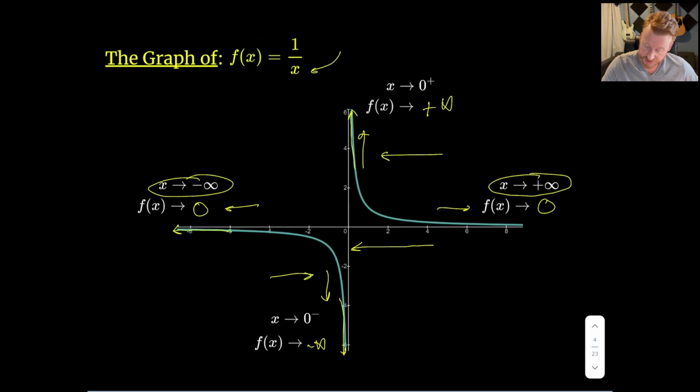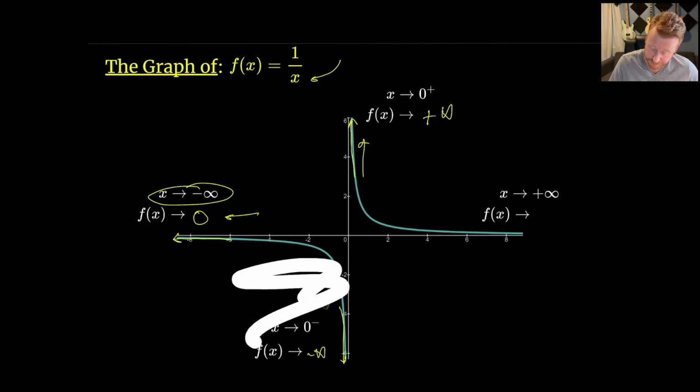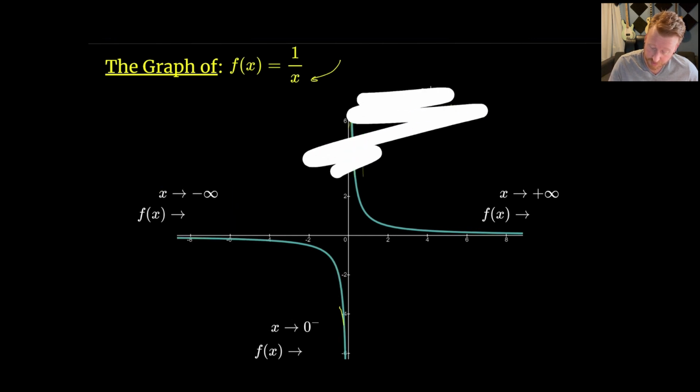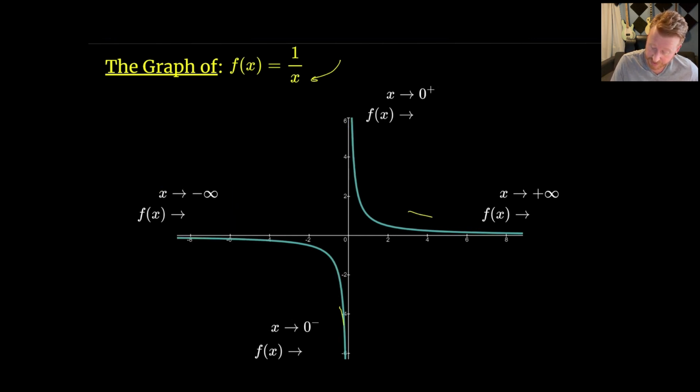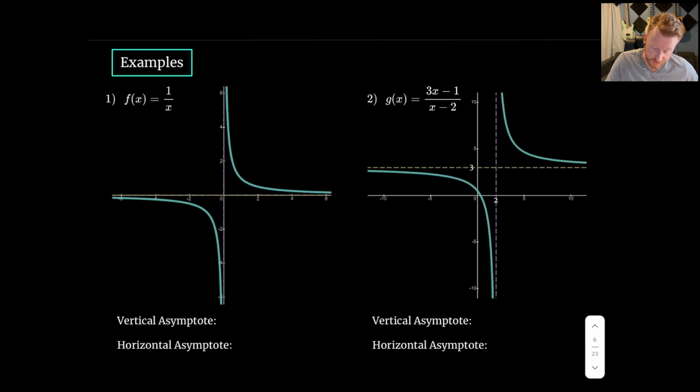So in the previous example, I think we're going to see this one again right now. But instead of looking at the output values, we're looking at the input values going out, and then the output's getting closer and closer to some number, 0.